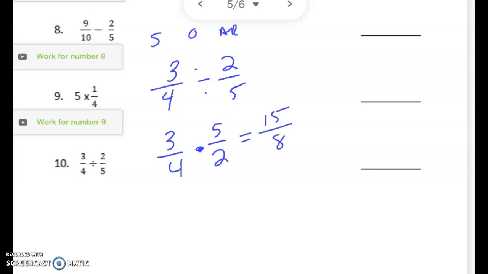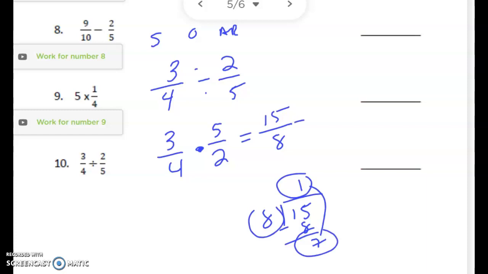But that's an improper fraction. How many 8s go into 15? 15 divided by 8. 8 goes into 15 one time. With how many left over? 7. So 1 and 7/8. So 15/8 is the same thing as 1 and 7/8. 1 and 7/8.